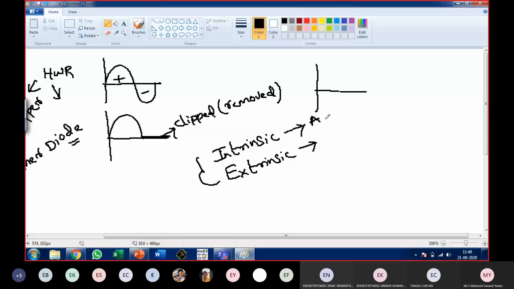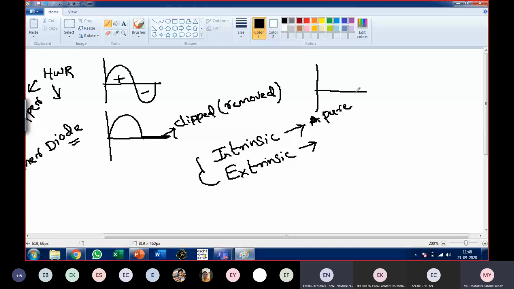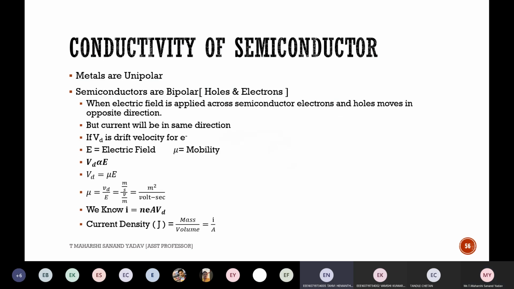Intrinsic is the pure form of semiconductor, so we won't add anything. Extrinsic is adding impurities. Once we add impurities, how many types are there? N type and P type.